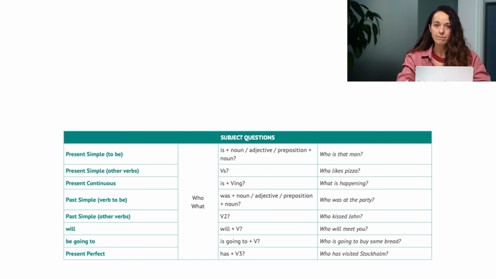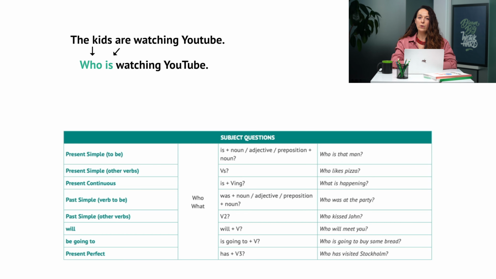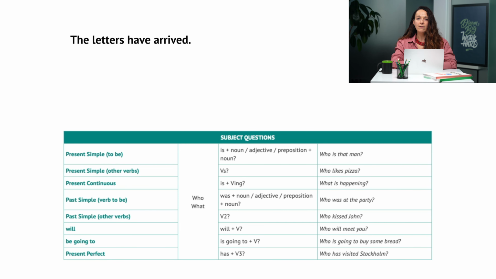Now, let's try together. The kids are watching YouTube. If we need to put a question to the subject, we will use who, because we talk about people. Then we use a third-person singular form for present continuous, is watching YouTube. So the question is, who is watching YouTube? Let's try one more. The letters have arrived. We'll choose what in this case, since we talk about things, and the auxiliary verb has for third-person singular. So the question is, what has arrived?